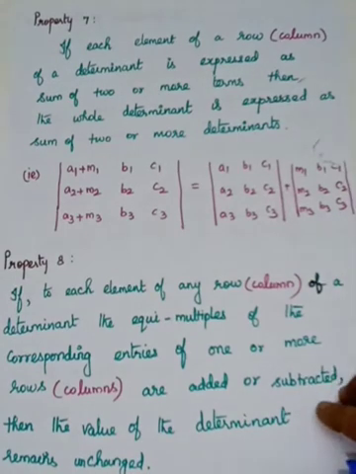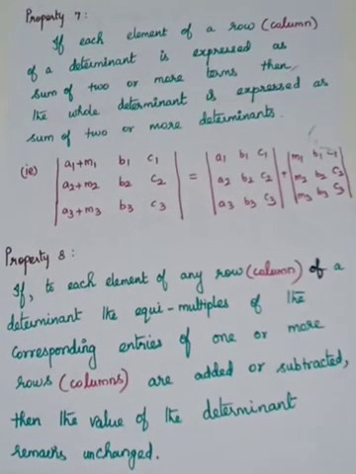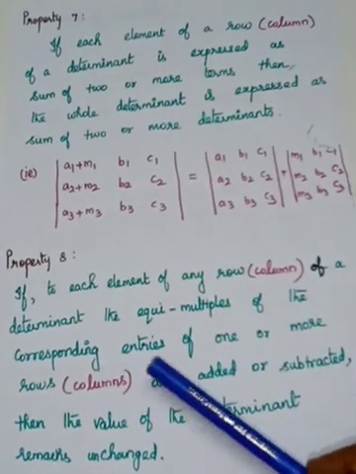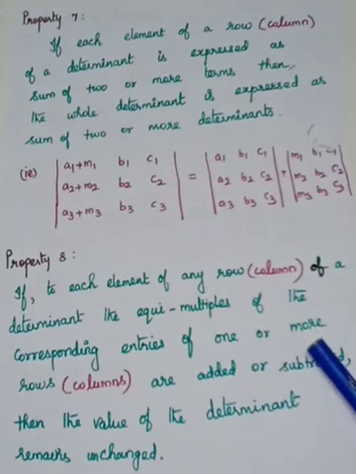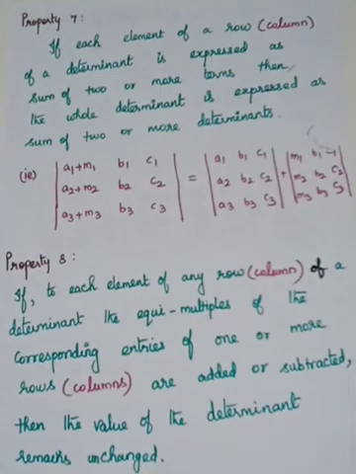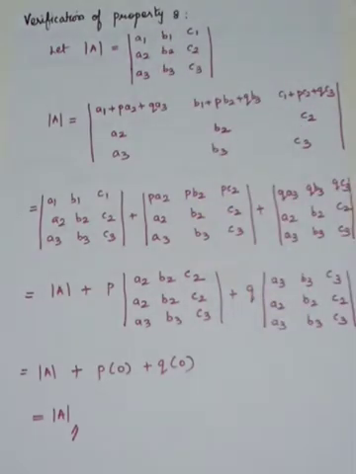Okay, so property 8. If to each element of any row of a determinant, the equimultiples of the corresponding entries of one or more rows are added or subtracted, then the value of the determinant remains unchanged. This is the important property. You see that each element of any one row. So see, for example, here I have considered the determinant A, having the entries A1, B1, C1, A2, B2, C2, A3, B3, C3.